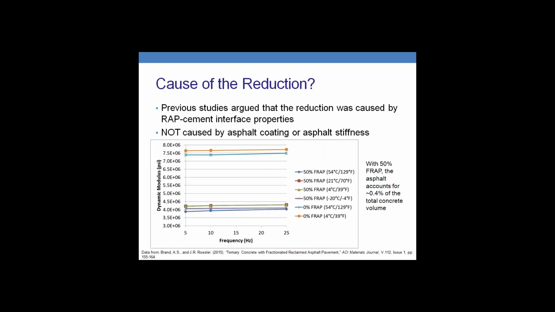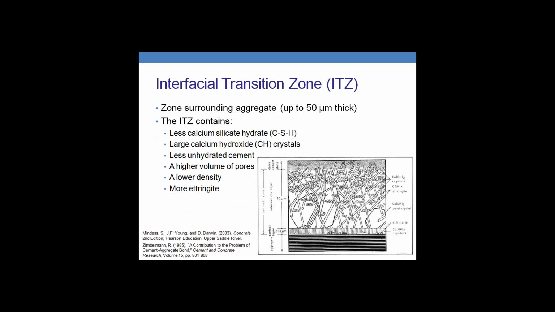For my master's, we looked at the dynamic modulus and figured out that it wasn't the coating or the stiffness that was affecting it. Therefore, we concluded it must be something going on at the actual interface. In concrete, there's something called the Interfacial Transition Zone, the ITZ. This is the bulk of everything I'll be talking about today.